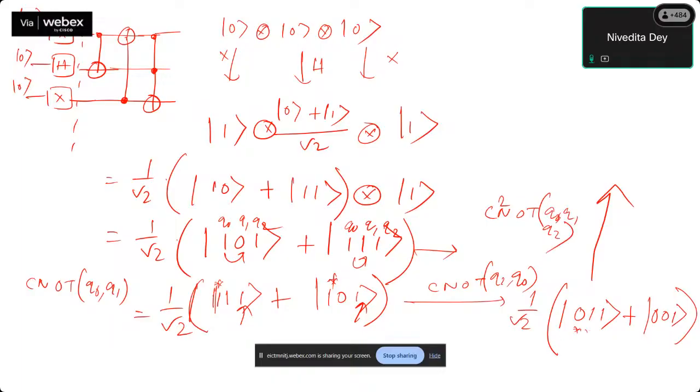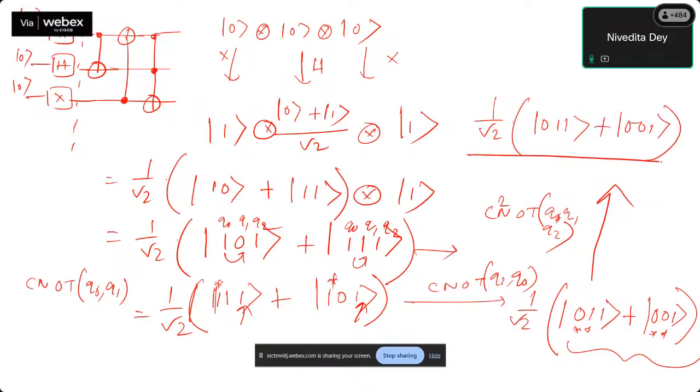That means these two are 1. In both the cases, nowhere both the variables are 1, so there will be no change. So it's 011 plus 00. So this is the final outcome.